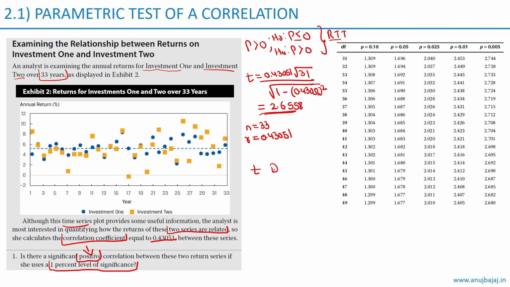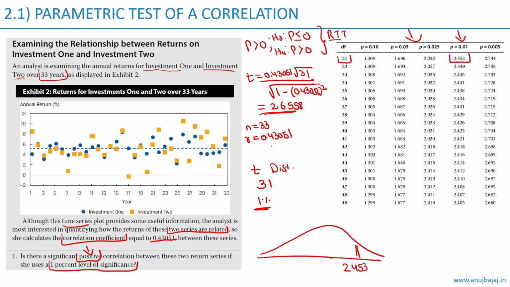Now let us find out the critical value. We need to look into the t distribution table. The degree of freedom is 31 and the level of significance is 1%, 1% on the right side. So this is the t distribution table. We are concerned with a 1% level of significance, that is, we are concerned with this column, and degree of freedom is 31. So the critical value is 2.453 and our t statistic is 2.6558. So it lies in the rejection region.